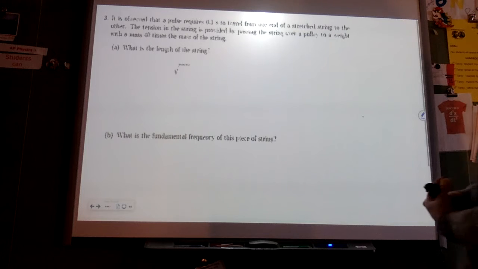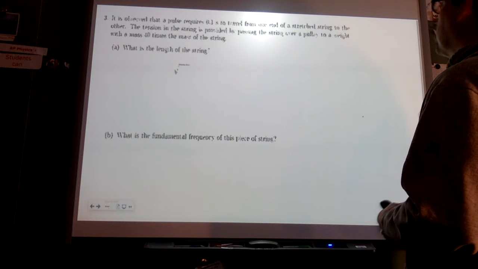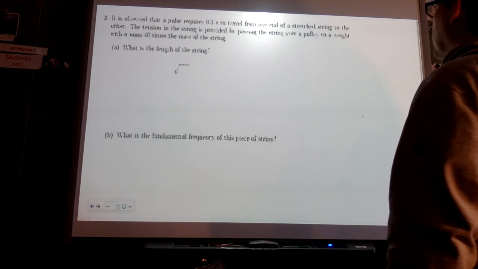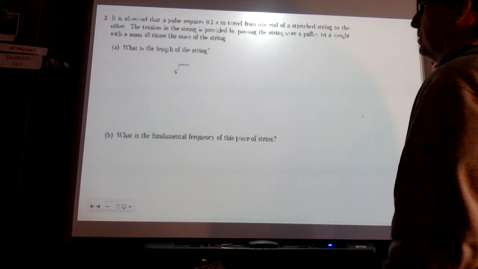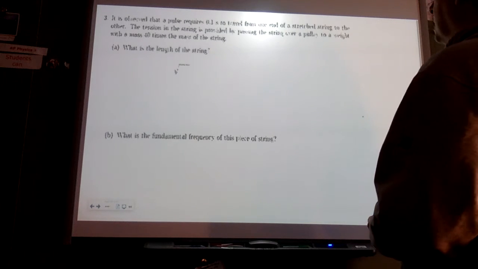It is observed that a pulse requires 0.1 seconds to travel from one end of a stretched string to the other. The tension of the string is provided by passing the string over a pulley to a weight with a mass 40 times the mass of the string. What is the length of the string?